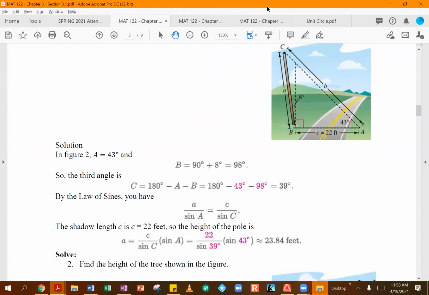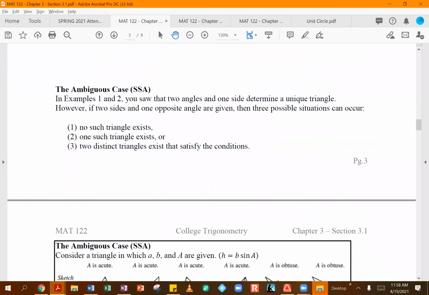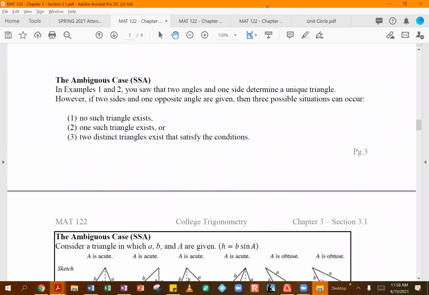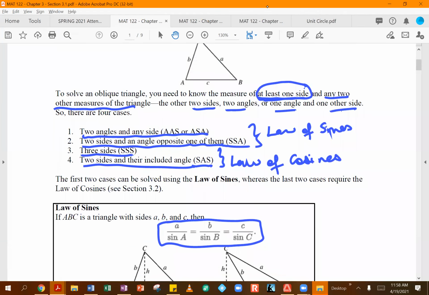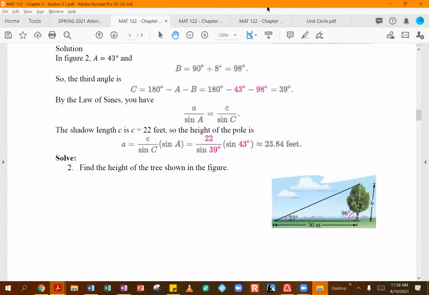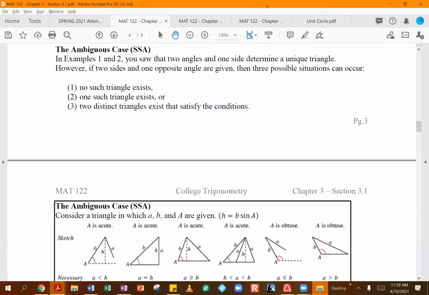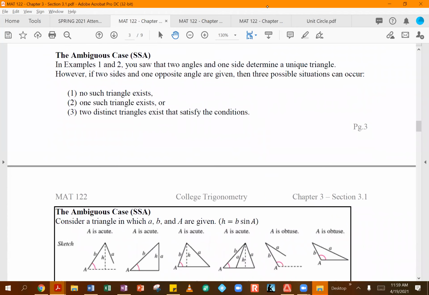But what happens if you are trying to find something where you are given two sides and one angle? That's our second case over here. This is what we've talked about, and this is what we're getting ready to look at. But with this one, as you will see, we get into a little bit of an ambiguity. So we're talking about an ambiguous case. When you are given two sides and one angle, there are actually three different things that can happen.